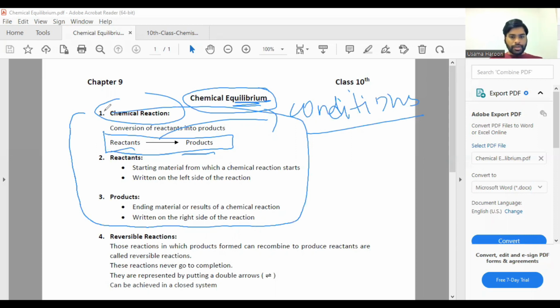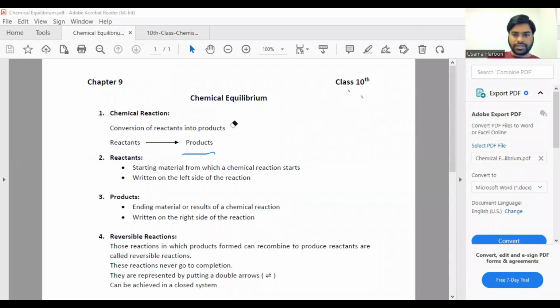The starting material from which a chemical reaction starts is known as a reactant. It is always written on the left side of the reaction. Like I have written, hang on for a sec, let me erase this. Now, as you can see, this is a chemical reaction that I have shown you. On the left hand side, I have written the reactants. So the reactants are always written on the left hand side, and the products will always be written on the right hand side.